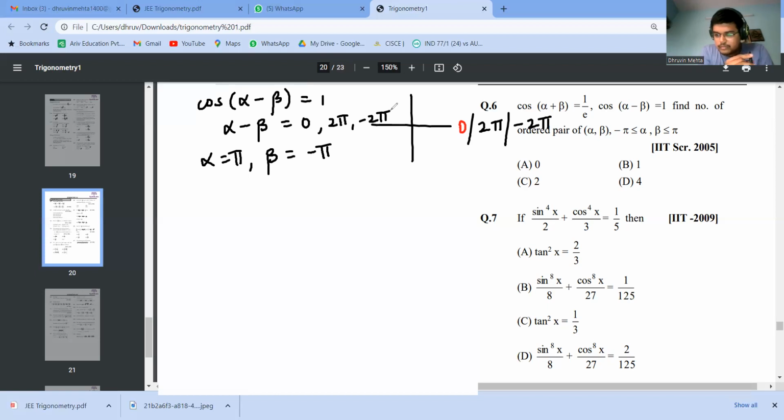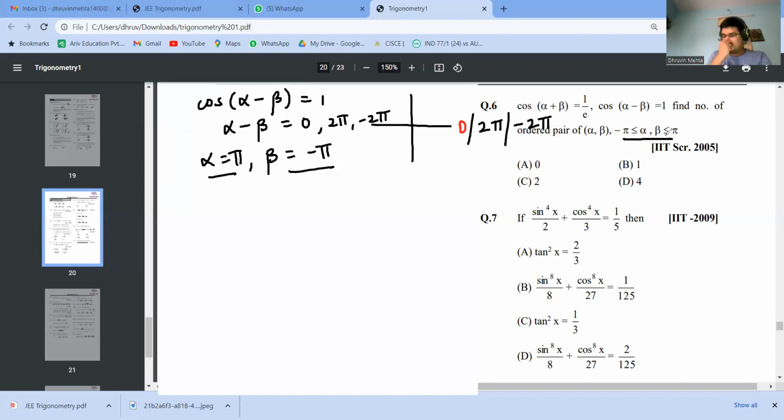We have taken values pi and minus pi, right? See, what has to lie between pi and minus pi? Alpha and beta. Their difference can be beyond that. Difference can be beyond that.